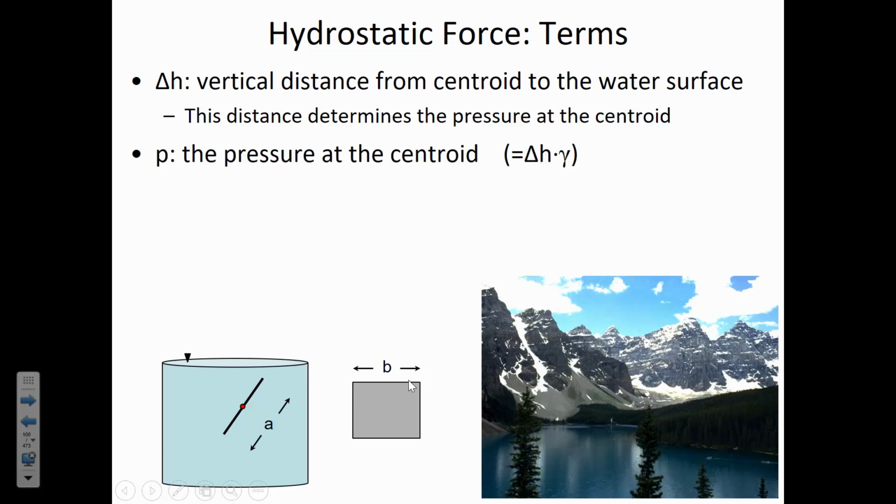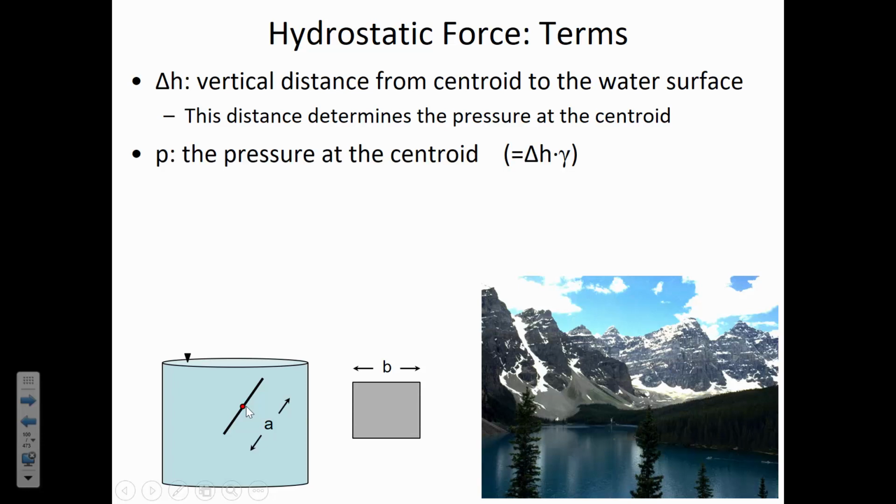So delta H, I used to be able to draw on the screens back in the good old days, but I get in trouble when I do that now, so I'll just gesture with my hands. Delta H is this distance, so you can draw it on your notes. It's from the center, that red dot, straight up. Okay? So delta H starts at the centroid and it just goes up to the water surface. It's the vertical distance from the centroid to the water surface. And that's what tells you the pressure at the centroid.